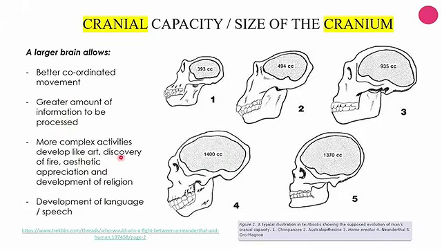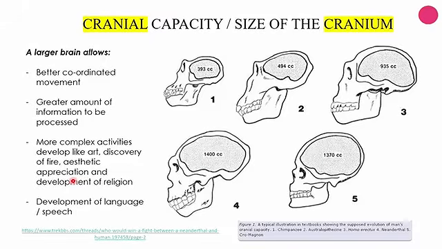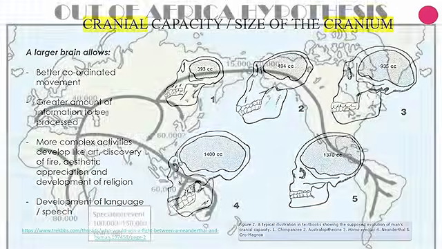It allows for more complex activities like art developing, the discovery of fire and understanding how to use it, aesthetic appreciation, meaning that you don't just see a shell for a shell, you make necklaces out of it, the development of religion, where you start burying the dead, and also the development of language and speech in a way to communicate with each other. And all of this was allowed by increasing the cranium size, which then housed a larger brain.